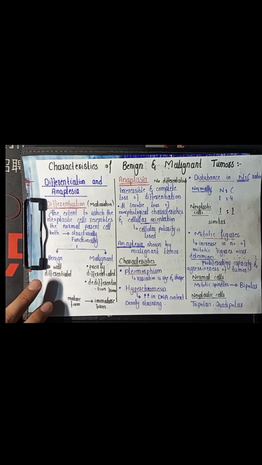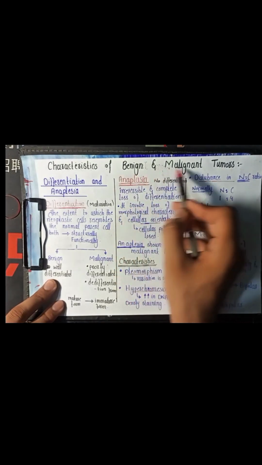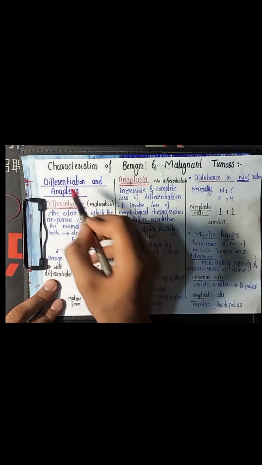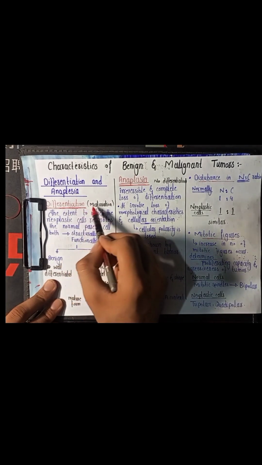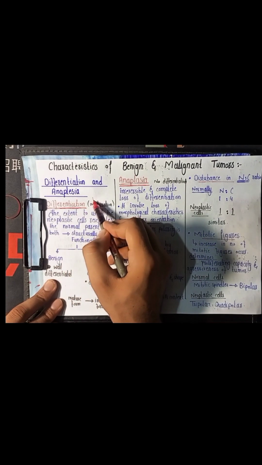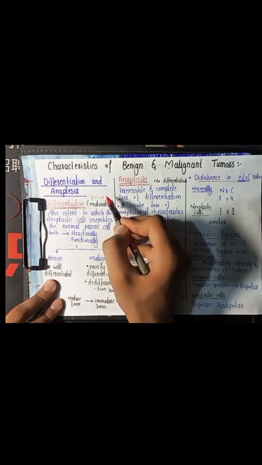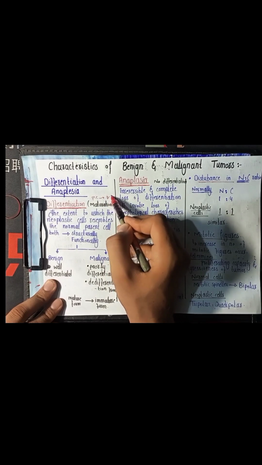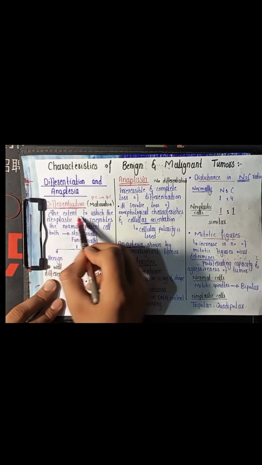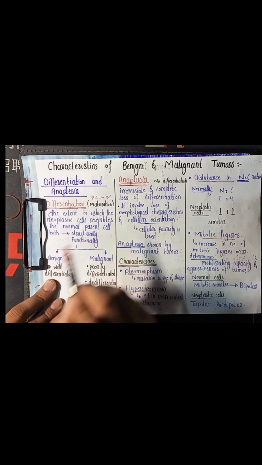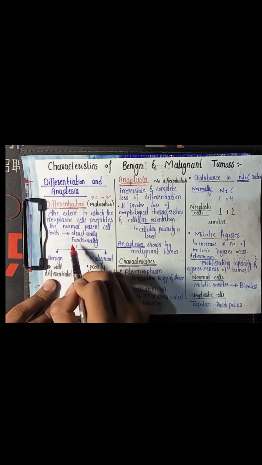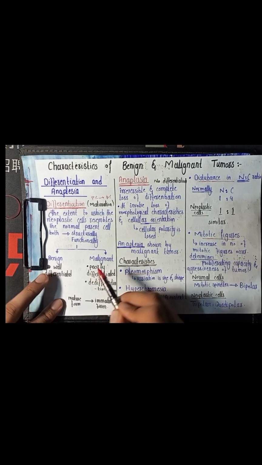Now we talk about the characteristics of benign and malignant tumors. So the first one is differentiation and anaplasia. Differentiation means the maturation of the cell from the progenitor cell to the adult or parent cell. And we define it as the extent to which the neoplastic cell resembles the normal parent cell or parenchymal cell, both morphologically and functionally.